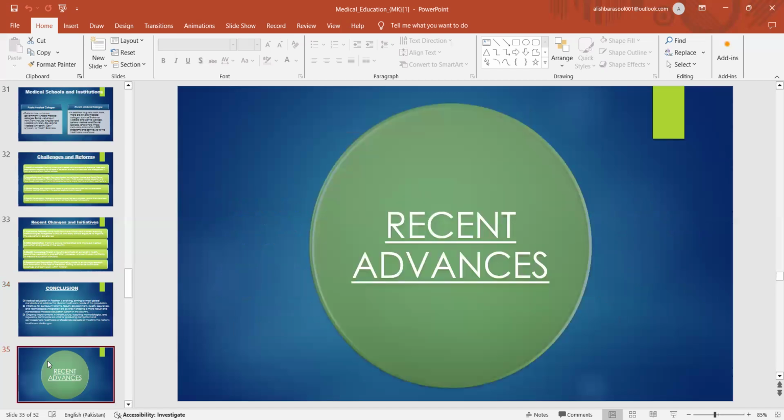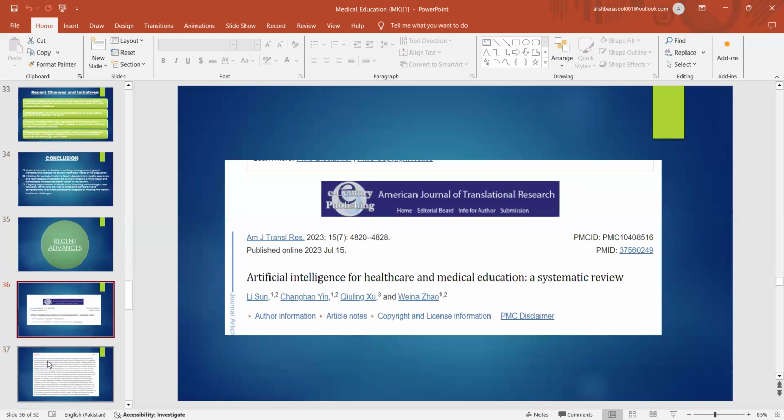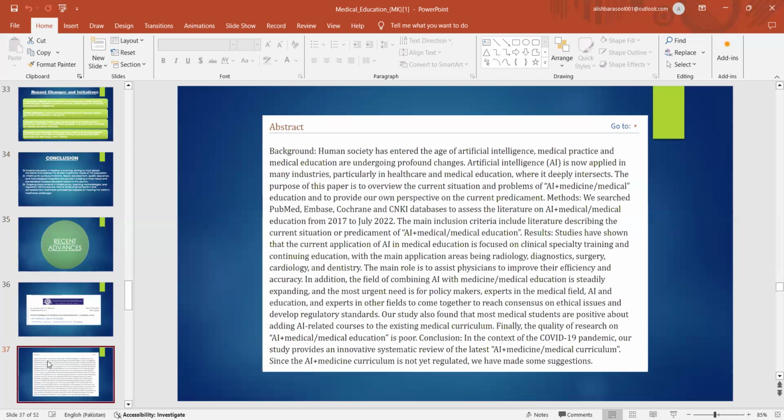Now it's time for the recent advances. Artificial intelligence for healthcare and medical education, a systematic review. Human society has entered the age of artificial intelligence. Medical practice and medical education are undergoing profound changes. Artificial intelligence is now applied in many industries, particularly in healthcare and medical education, where it deeply intersects. The purpose of this paper is to overview the current situation and problems of AI medicine education and to provide our own perspective on the current predicament.